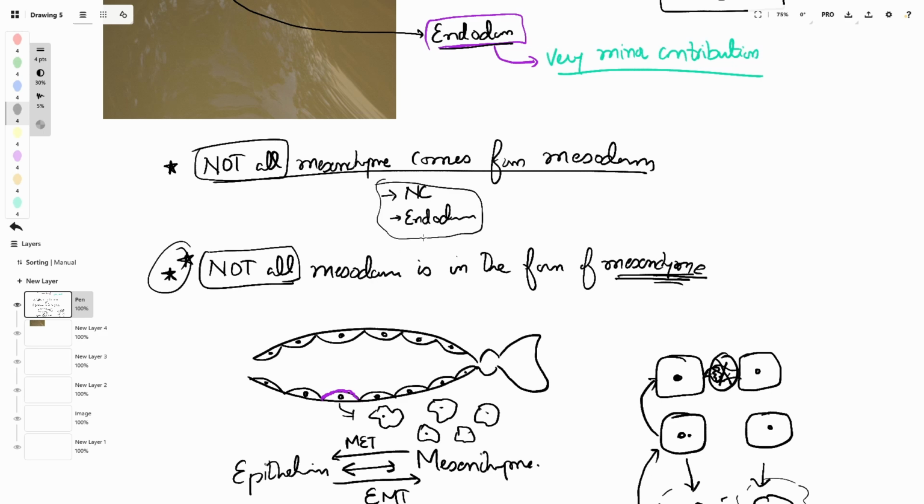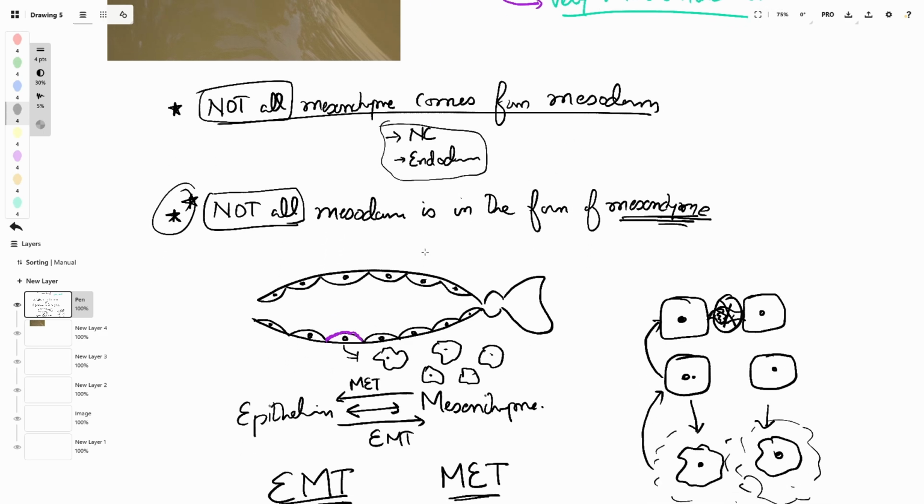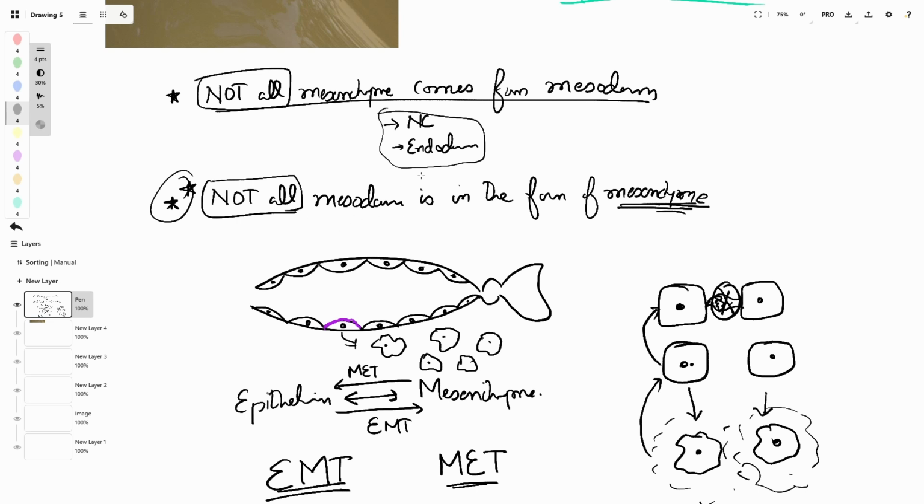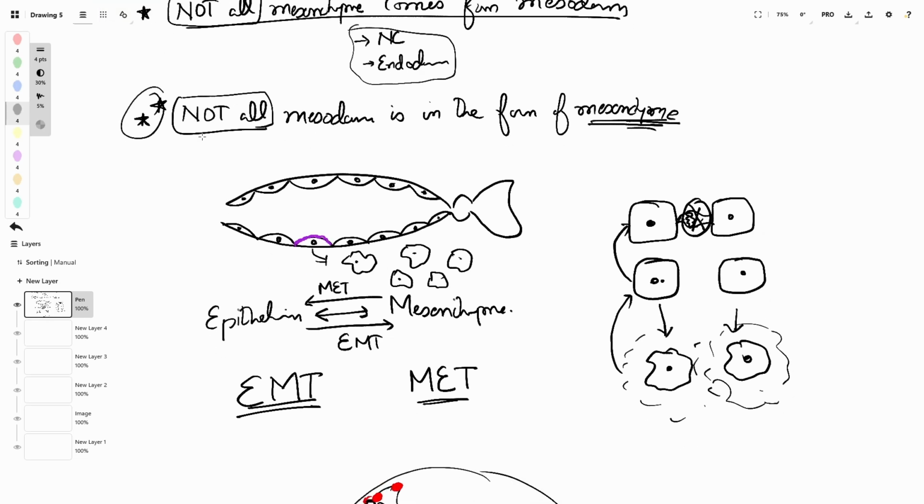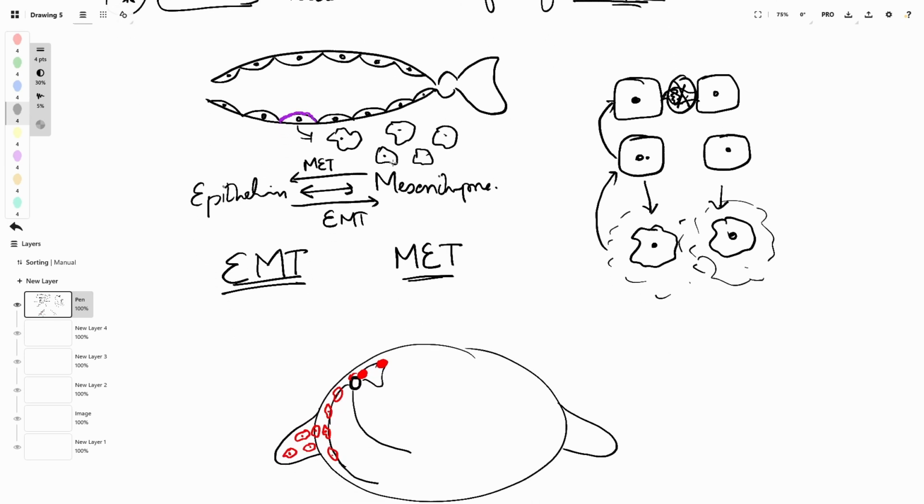Anyhow, not all mesenchyme comes from the mesoderm. Some comes from neural crest cells and some from endoderm as well, but that is very rare. And secondly, not all mesoderm is in the form of mesenchyme. For example, the lateral plate is in the form of epithelium, but despite being in the form of epithelium, it does contribute towards the formation of mesenchyme through the process of epithelium to mesenchymal transition.